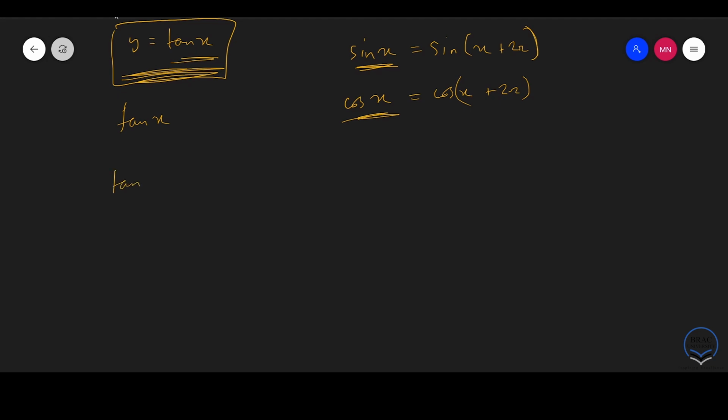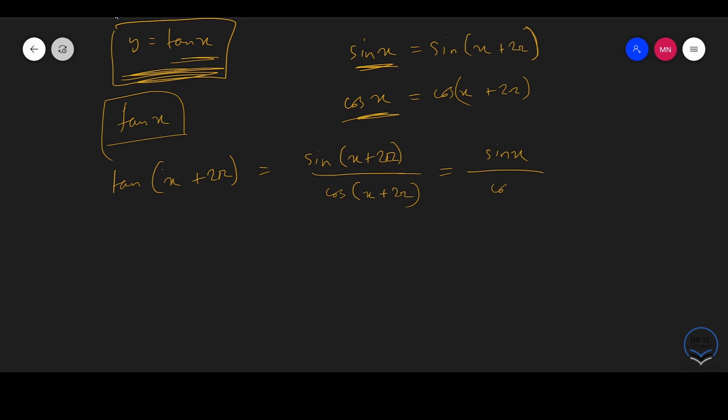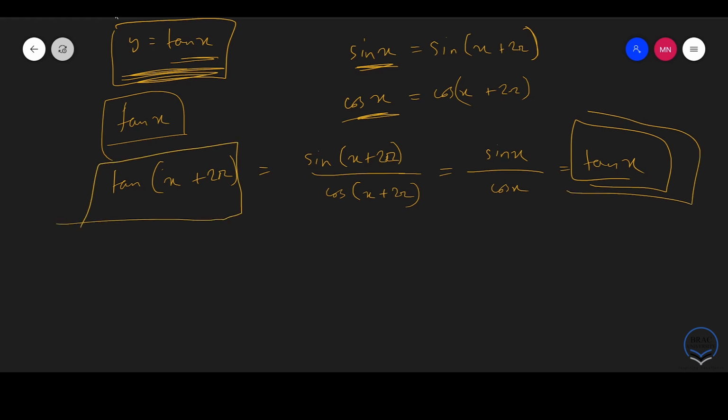To find out what the period of the tangent function is, let's consider the tangent of x plus 2 pi, which is equal to the sine of x plus 2 pi divided by the cosine of x plus 2 pi. This should be equal to sine of x divided by the cosine of x, which is just the tangent of x. So the tangent of x plus 2 pi is equal to the tangent of x. So at best, the period of the tangent function can be a maximum of 2 pi, but it cannot exceed 2 pi. But it can also be less than 2 pi.